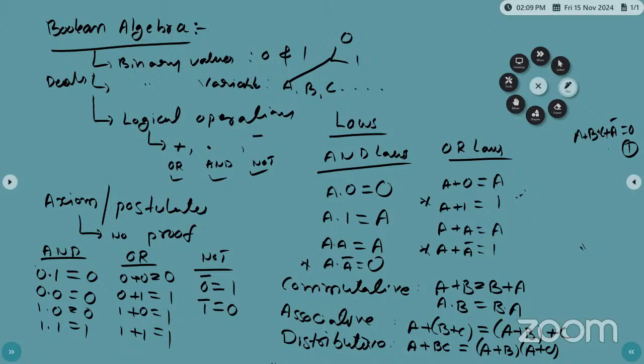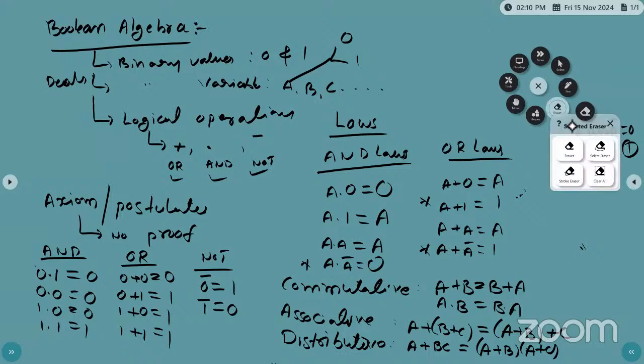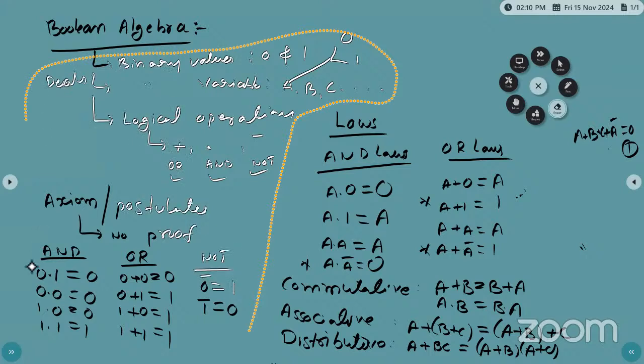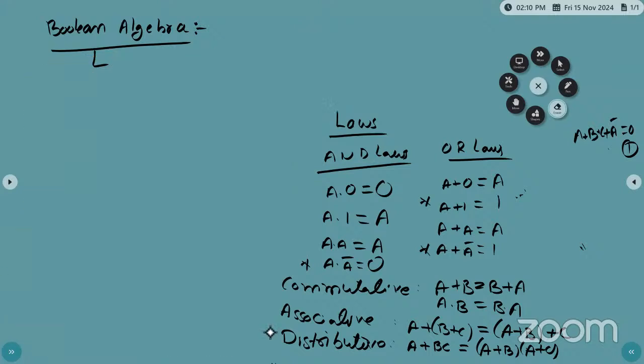Now we can take this theorem. Okay. Now we have to prove LHS is equal to RHS or RHS is equal to LHS. Now we can take the LHS. What is the RHS? Now we can take RHS. What is RHS?